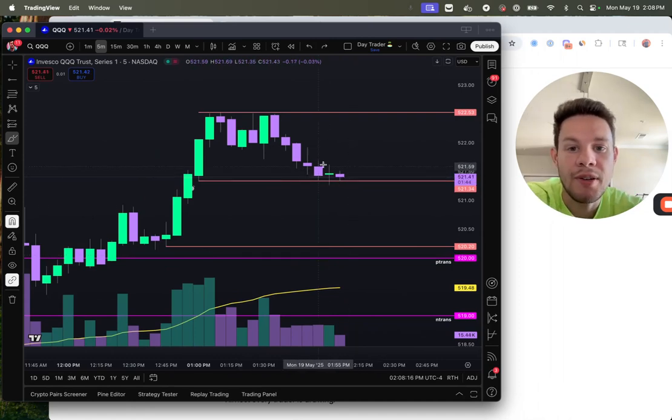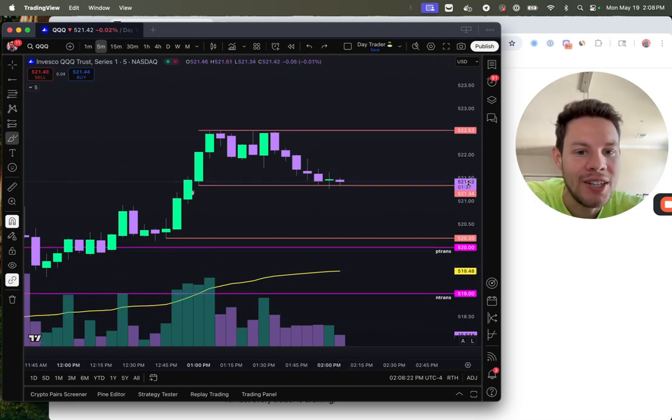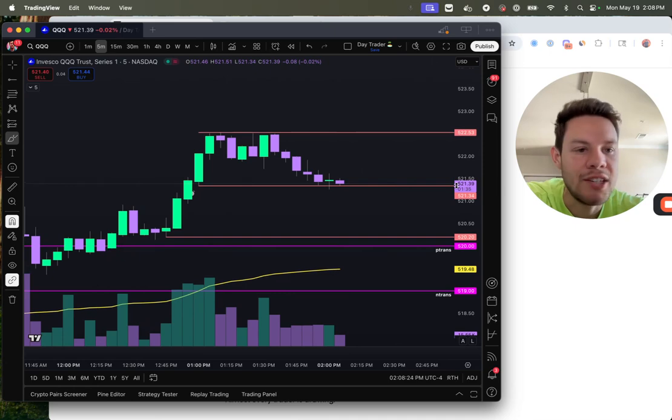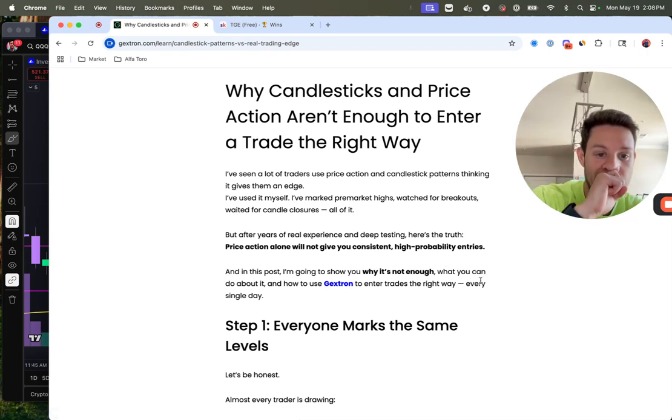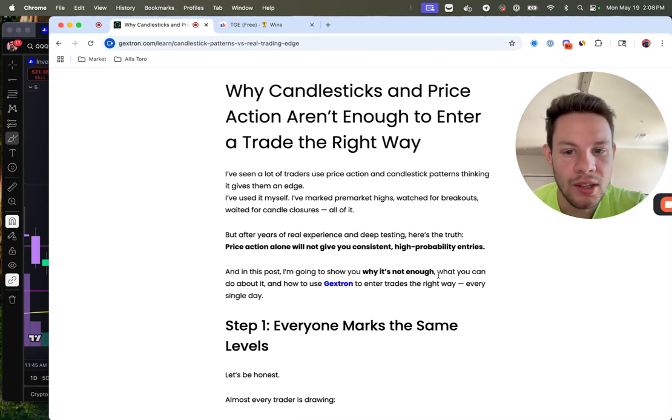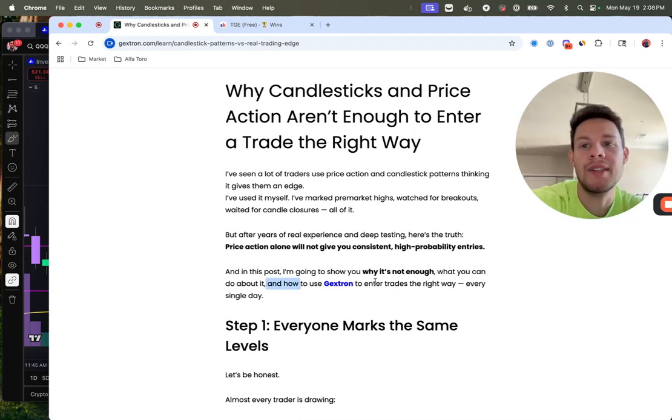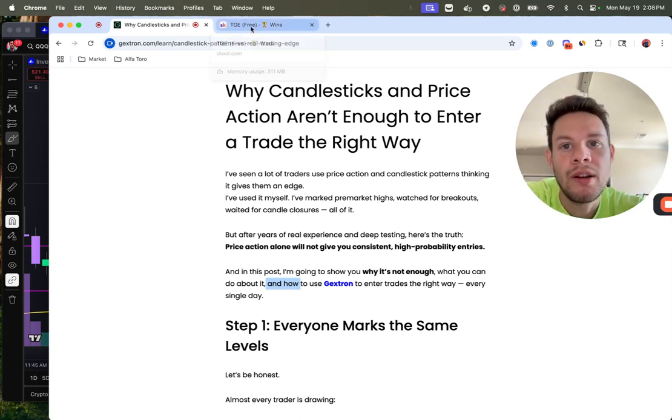Some folks may think this is an entry. This is not an entry. You need to know where key levels are. You need to understand where hedging pressure is going to be. Where's volume? You need context. So in this post, I'm going to show you why it's not enough, what you can do about it, and then how to use Gextron to enter trades the right way every single day.